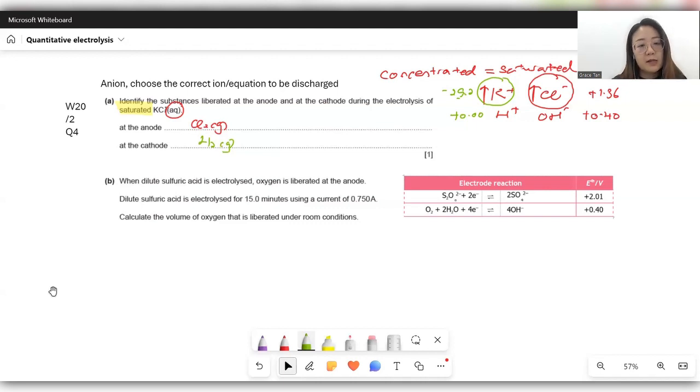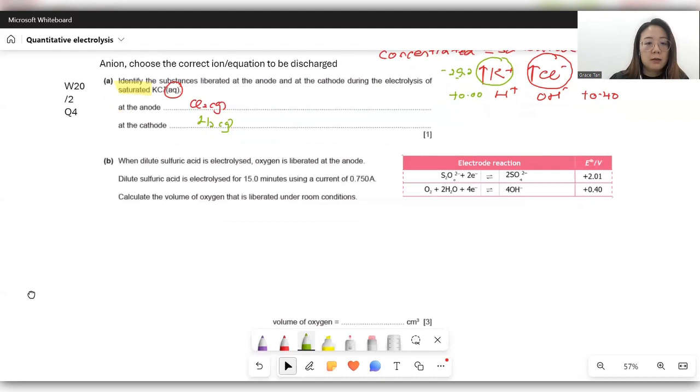So dilute sulfuric acid is electrolyzed for 15 minutes using a current of 0.75 A. Calculate the volume of oxygen. So now you have to choose the correct equation to be discharged. Now I have extracted the two related equations from the standard electrode potential, and I attach it here as you can see in the pink table box here.